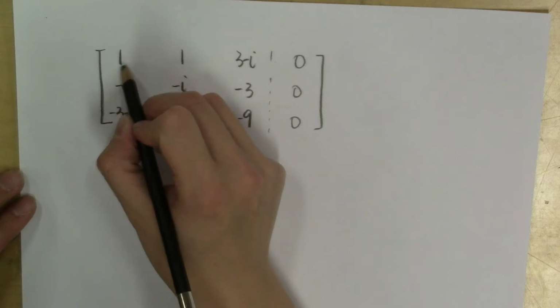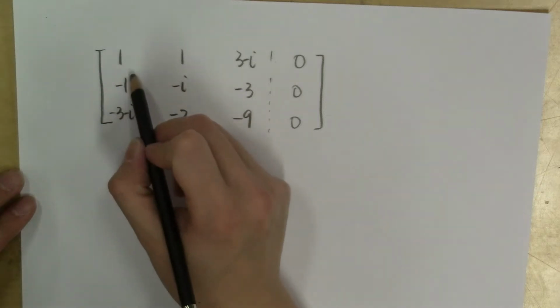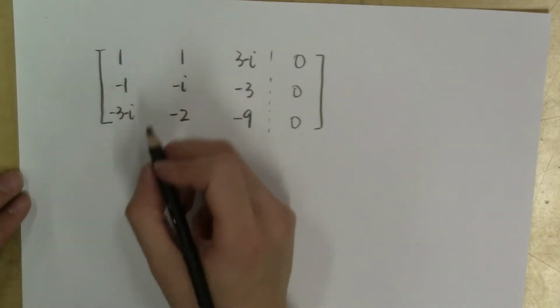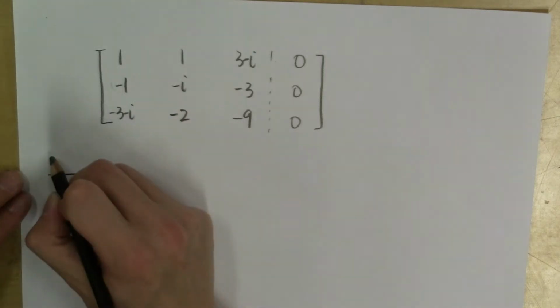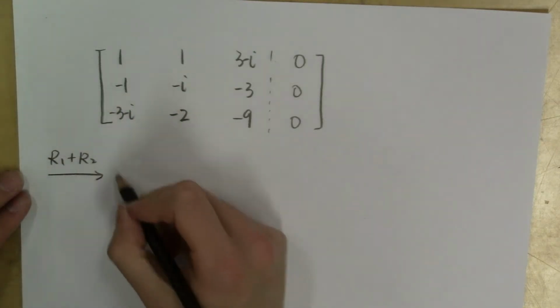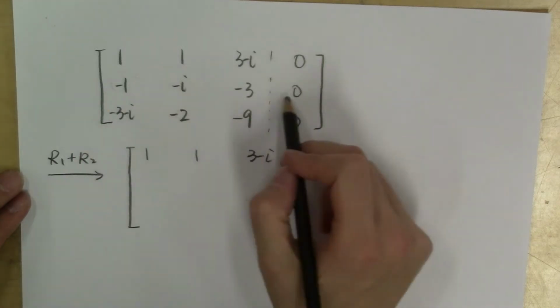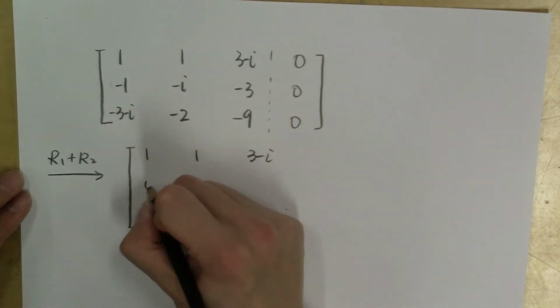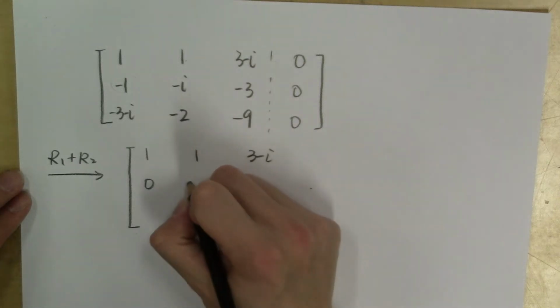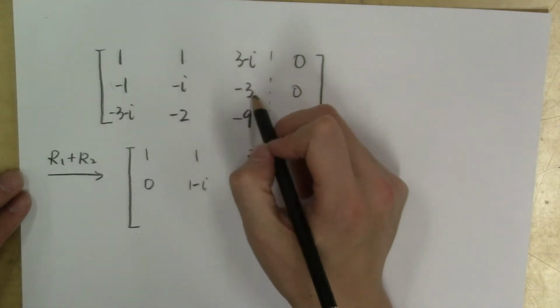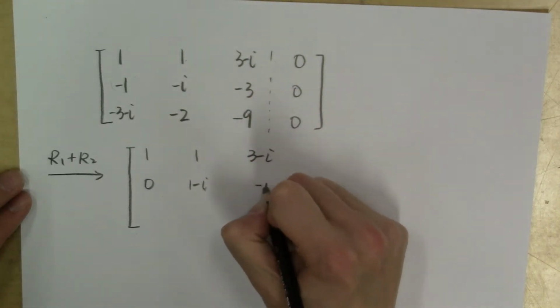So now I can use this 1 to reduce these entries to 0. I can reduce this negative 1 to 0 by adding the first row to the second row. So the first row remains the same. The second row now becomes 1 minus 1, that's 0. 1 minus i, 3 minus i minus 3, that's negative i.